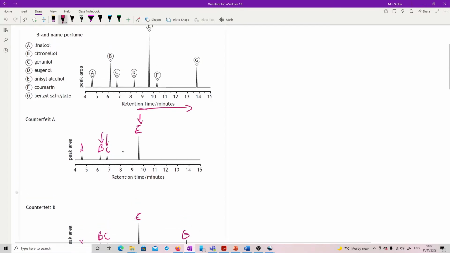And when we look back up here, that means you need to write down the word citronellol and get the mark. Or you could have gone with geraniol and get the mark. Or you could have gone with anisyl alcohol and got the mark, because it just says give one.